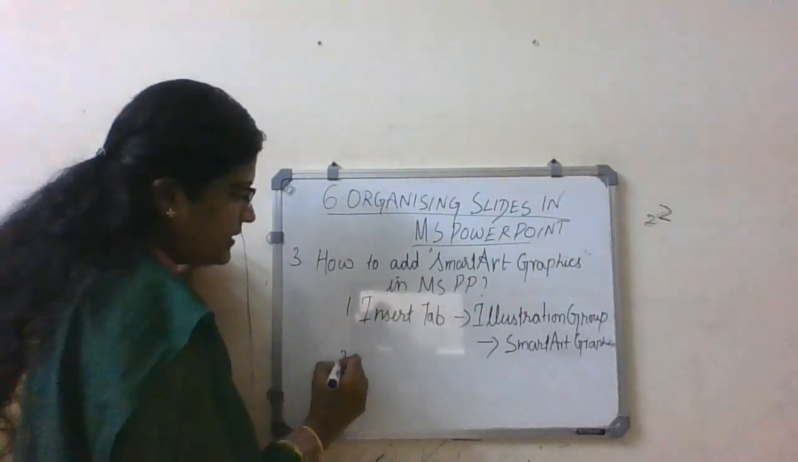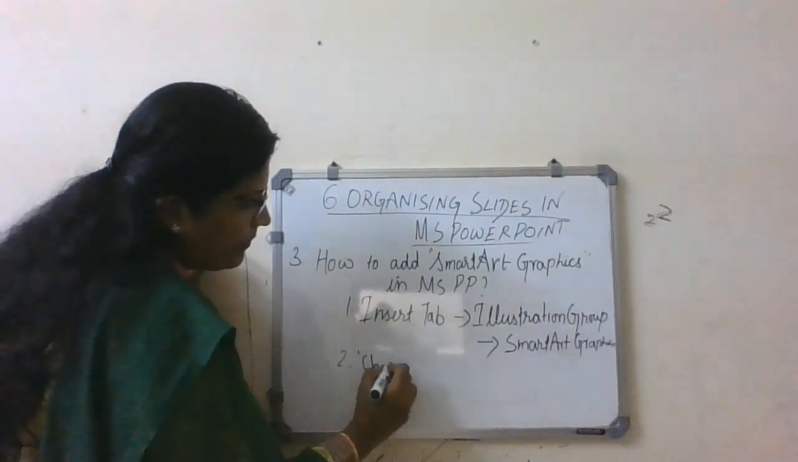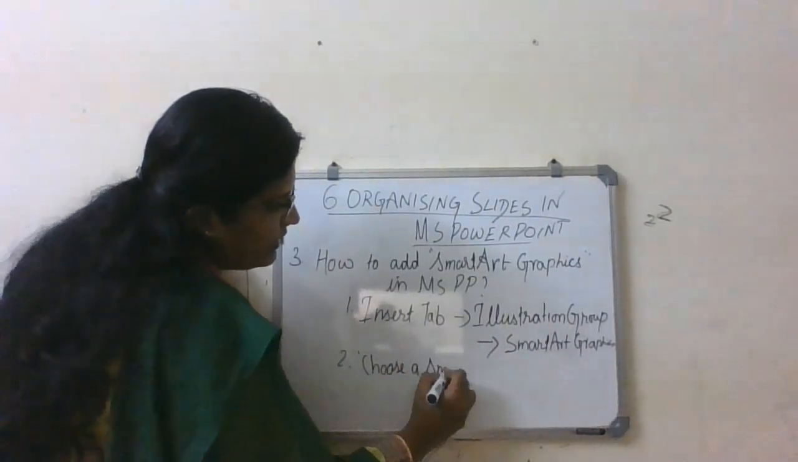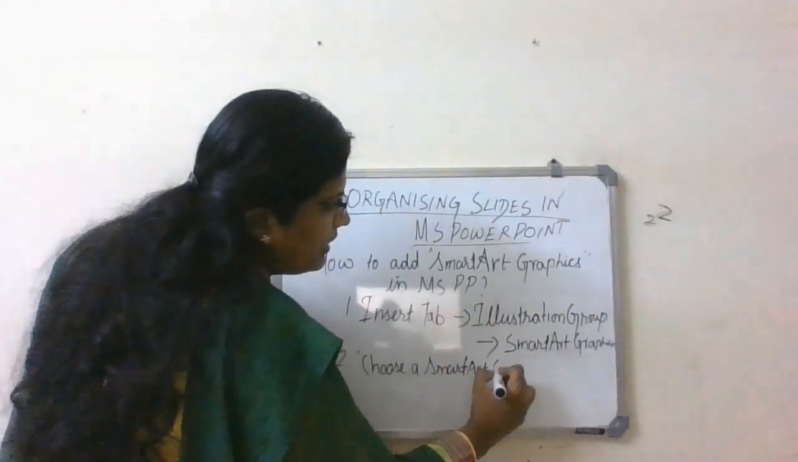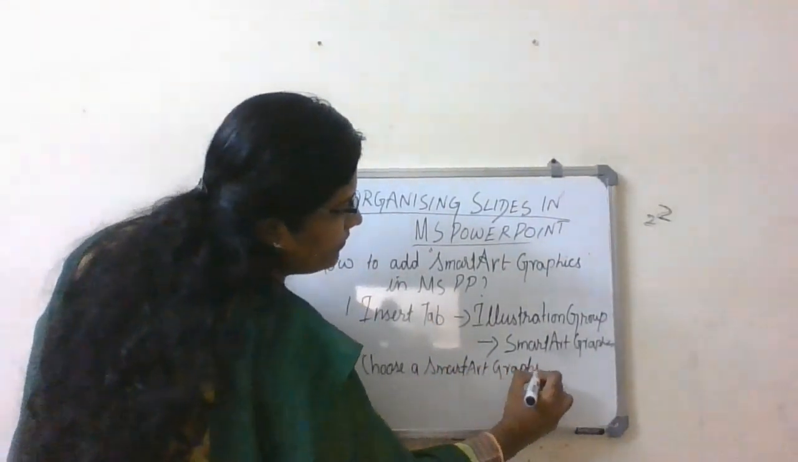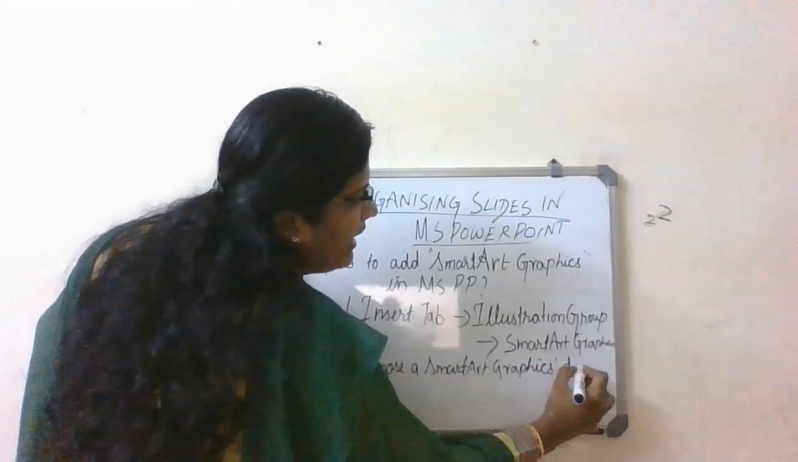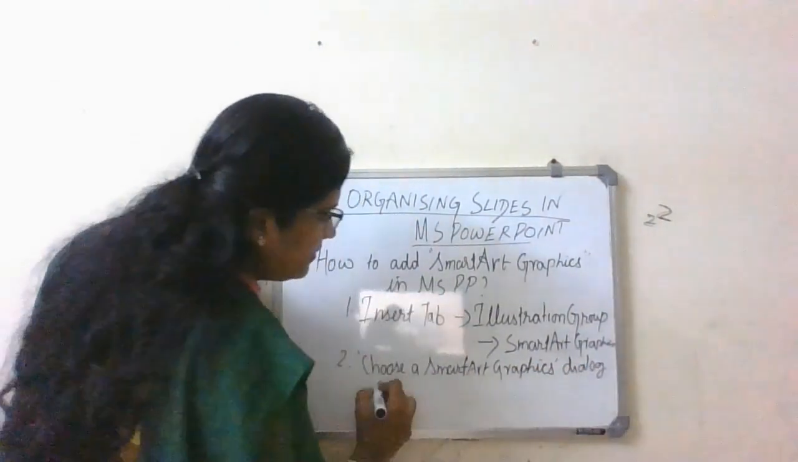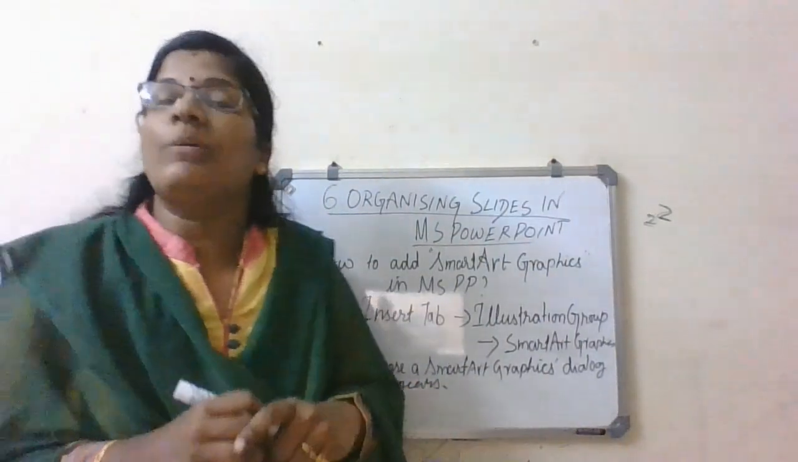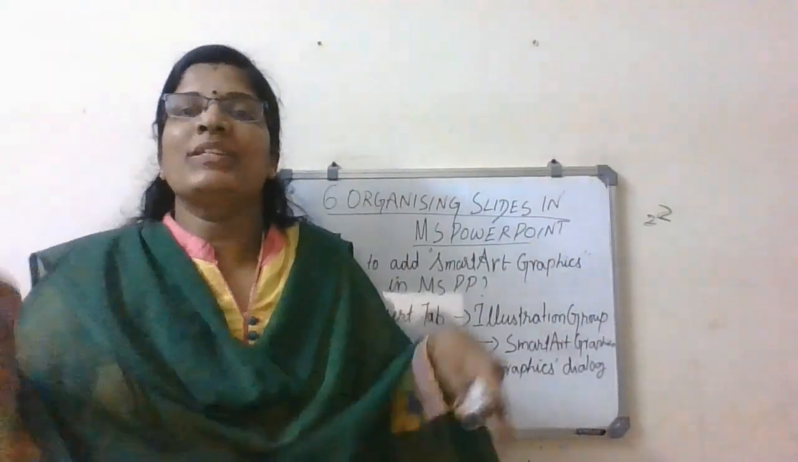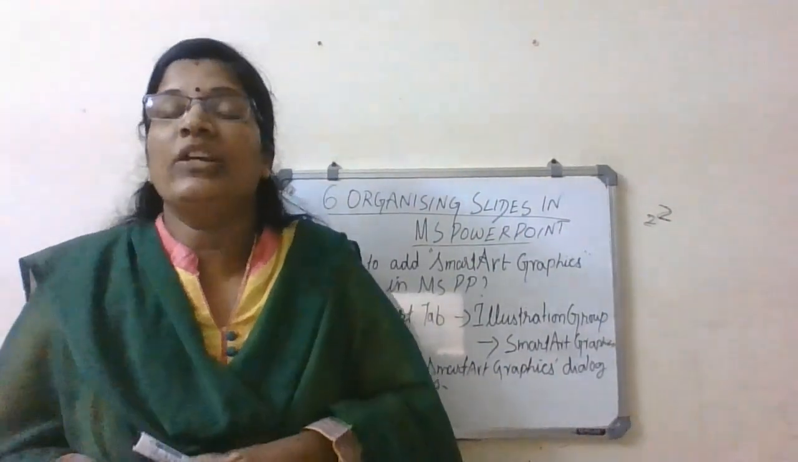So step 2 is the Choose a SmartArt Graphic dialog box appears. Okay, do you remember how the box looks? A box divided into three columns.